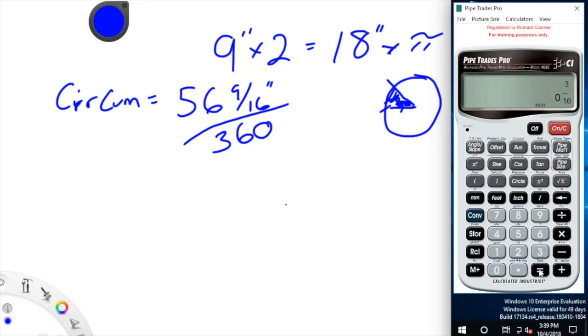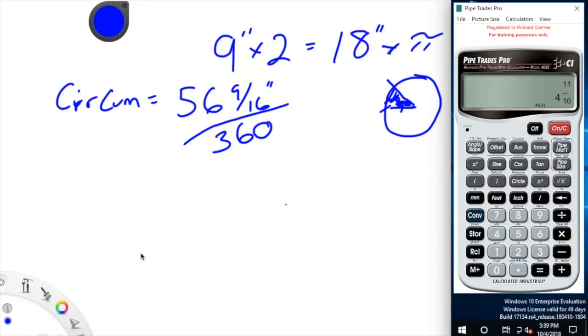Gives us 3/16 of an inch per degree. For every 1 degree, it's 3/16 of an inch. Okay, so we want 30 degrees, so we're going to multiply that by 30. That gives us 4 11/16 of an inch.